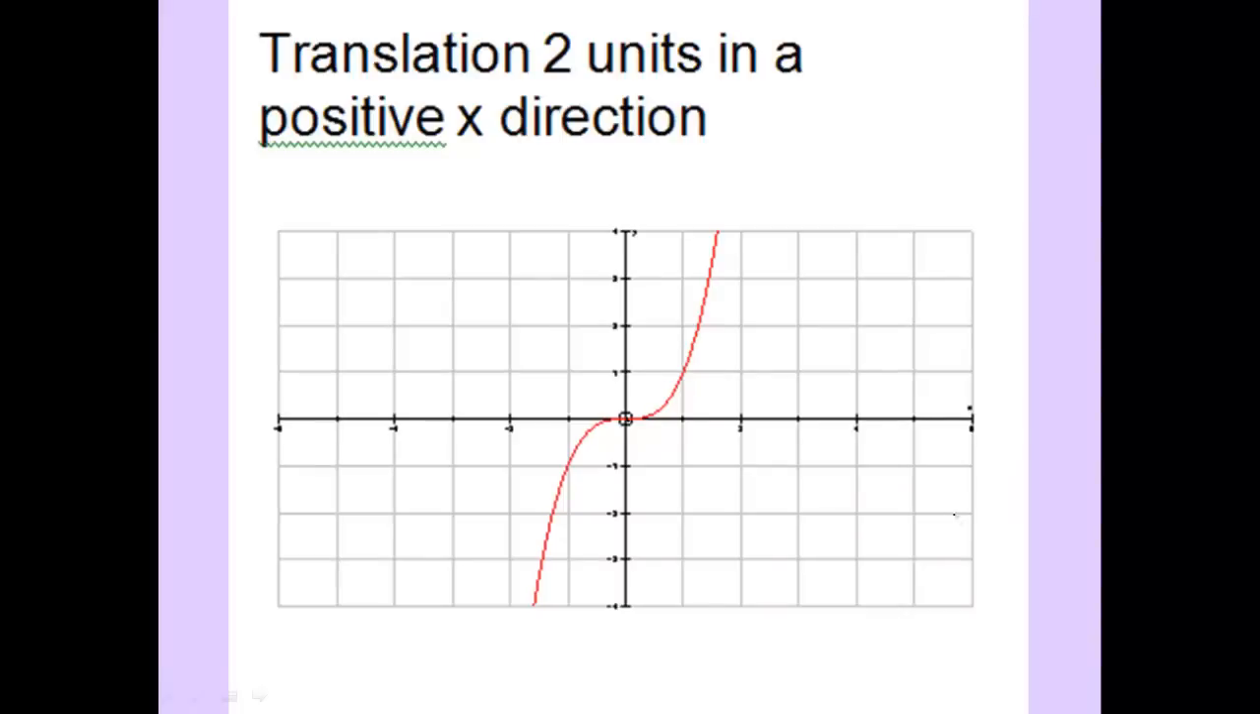So first we'll have a look at translating, and firstly in the X direction. And usually the best way to do this is to pick a point. Now I'm going to start off with this point here at the origin. We're translating 2 units in a positive X direction.